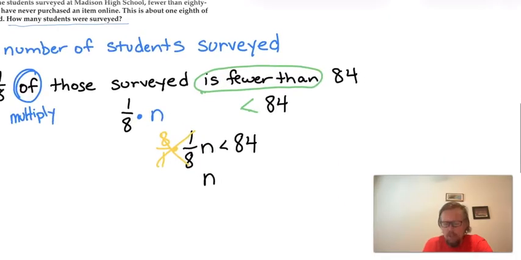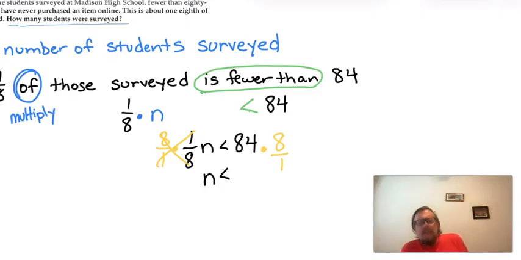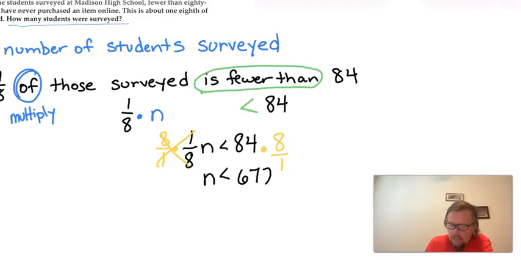Of course, we can't multiply one side by 8 over 1 without also multiplying the other side by 8 over 1, which is the same thing as multiplying by 8. And let's see, 84 times 8 is the same thing as 80 times 8 plus 4 times 8, which is 672.